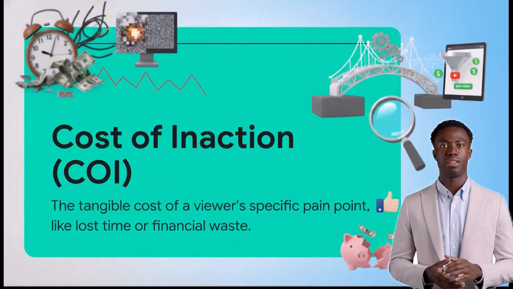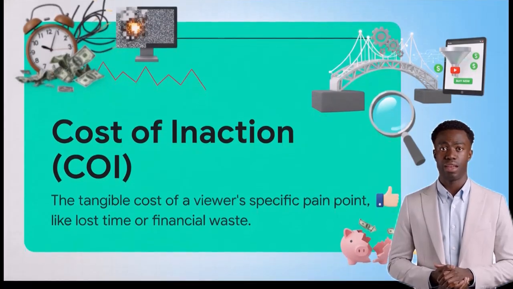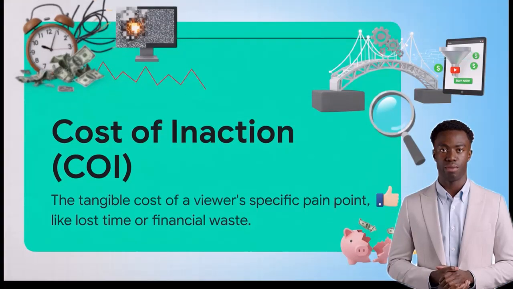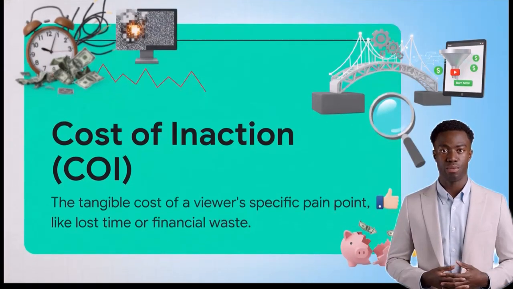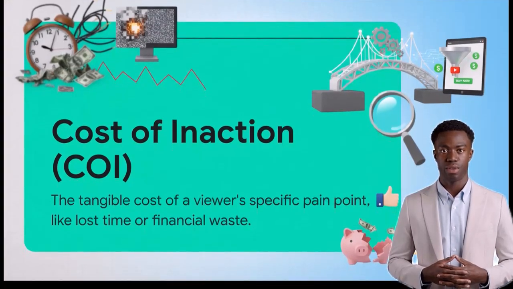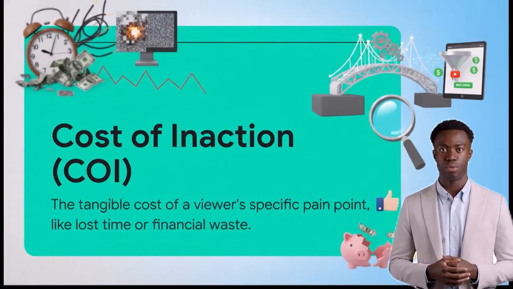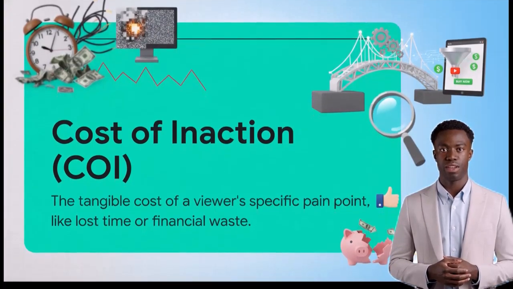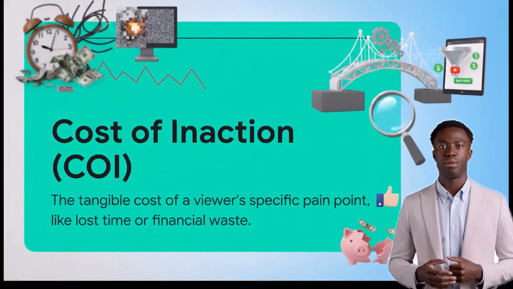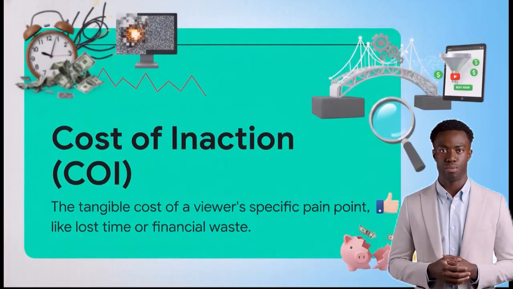Now, to build that bridge effectively, you really need to grasp this core concept, the cost of inaction, or COI. Look, every single viewer watching your content is carrying around a specific pain point, and that pain point has a very tangible cost. Maybe they're wasting hours of their day doing some tedious manual task. Maybe they're literally throwing money away on the wrong software, or maybe it's just pure technical frustration. When you can clearly articulate their COI, you prove to them that their current status quo is completely unsustainable. And once you nail that, your affiliate recommendation doesn't feel like some intrusive ad anymore. It feels like a massive wave of relief.